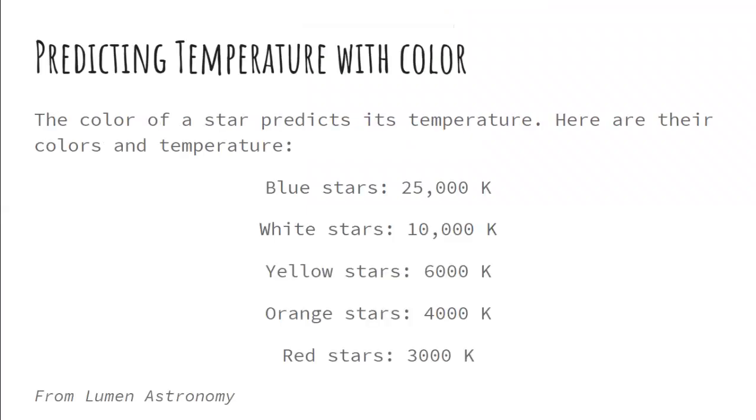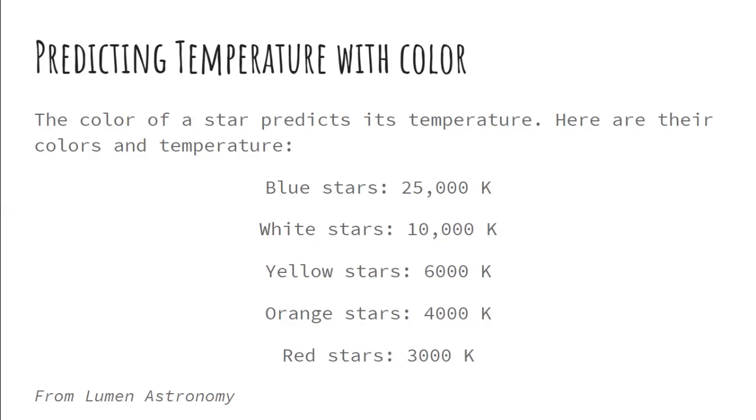All right. So before that, we can predict the temperature of a star based on its color. This will be important when we talk about the different life cycles of a star because they usually end up with different colors. So the color of a star predicts its temperature, and here are their colors and temperature. Blue stars are usually around 25,000 Kelvin, white stars are 10,000, yellow stars 6,000, orange stars 4,000, and red stars 3,000. And this is just based on the surface temperature, not the inside temperature.